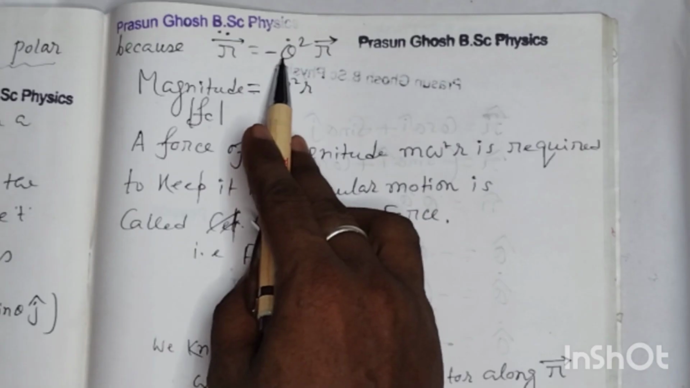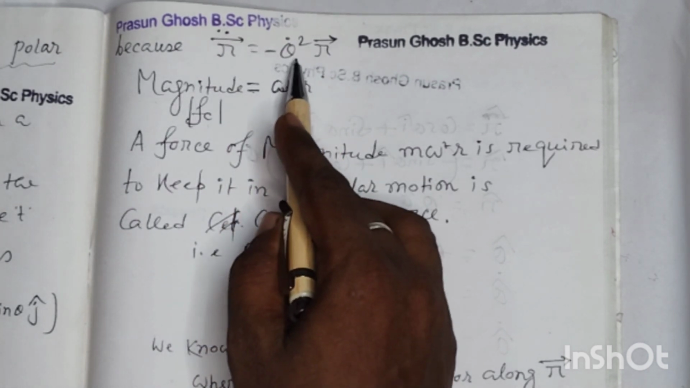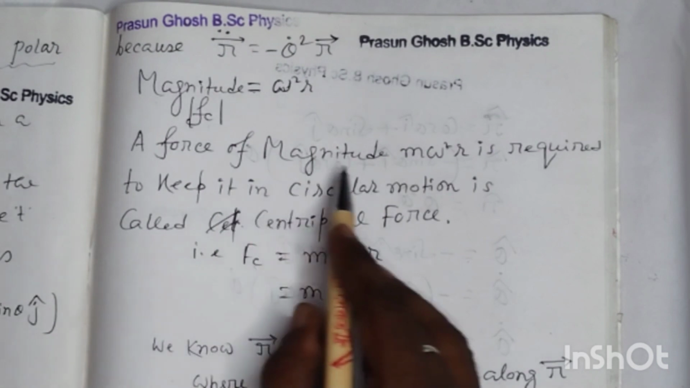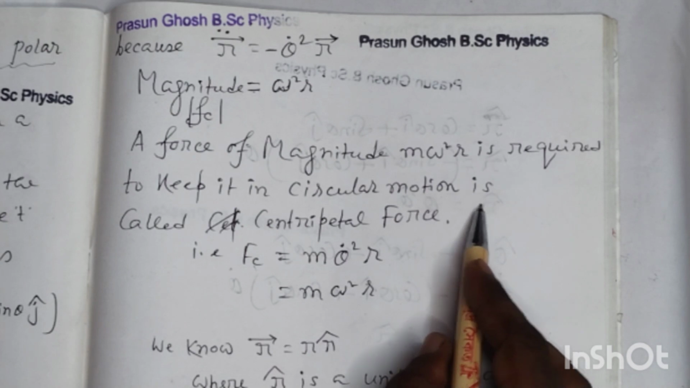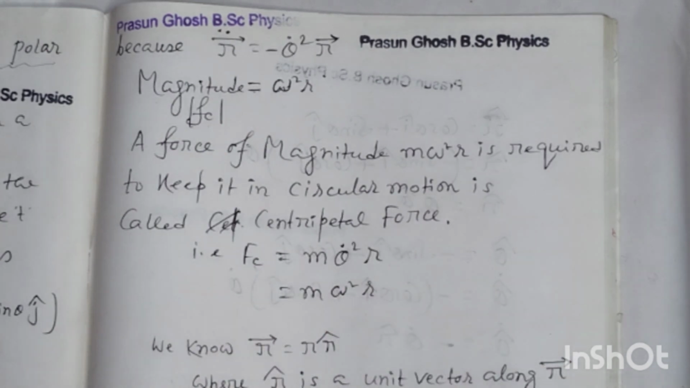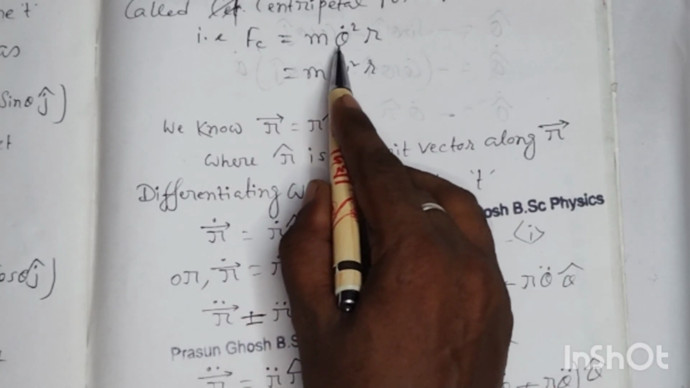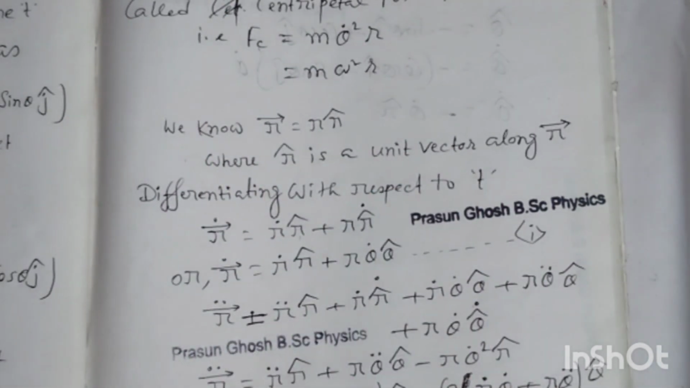Next, theta dot square r vector has magnitude omega square r, since theta dot means omega. So a force of magnitude m omega square r is required to keep the particle in circular motion, and it is called centripetal force. Centripetal force is the force that makes a particle rotate in a circular path. So Fc equals m omega square r.